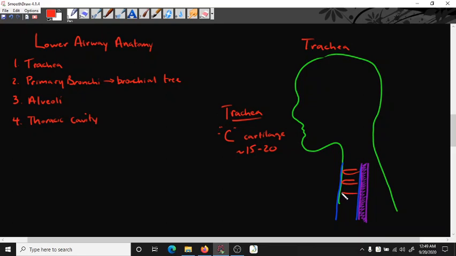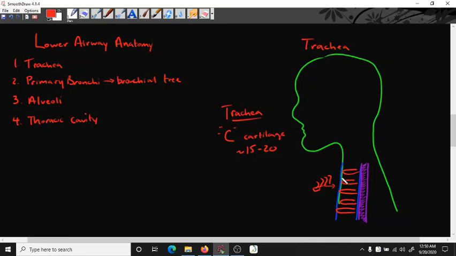And now what do these do? The whole purpose of having this C-shaped cartilage is for protection. In my last video we talked about, like, if you got throat punched, right? Someone's going to hit you, it protects against that. It also protects against collapse and expansion.